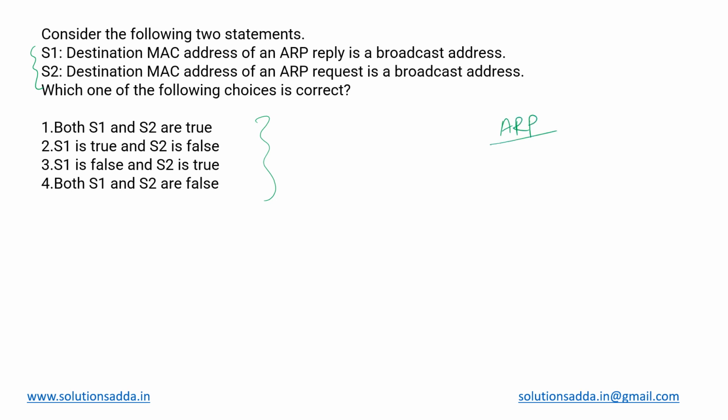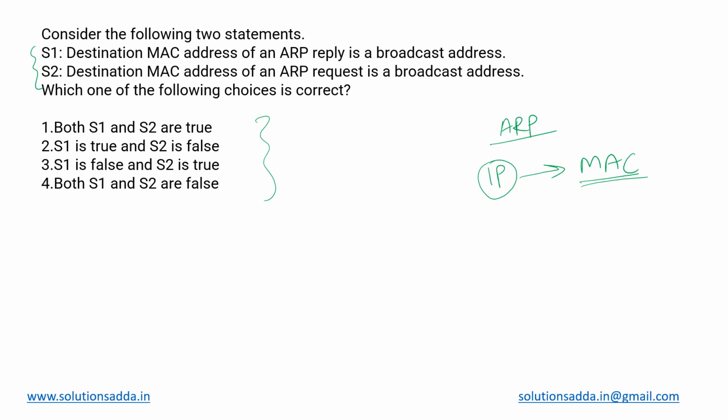ARP, or Address Resolution Protocol, is what we use when we have the IP address and we want to get the MAC address of the corresponding device. That means the device which has this particular IP address, we want to know its physical address, or the MAC address. Then we use the ARP protocol.